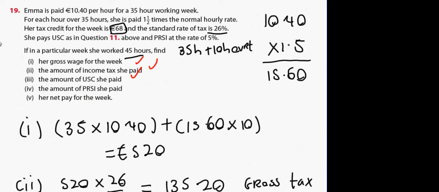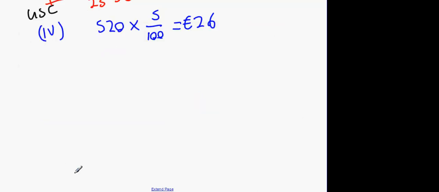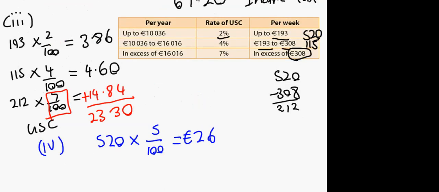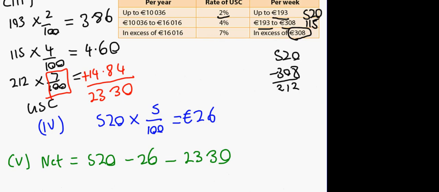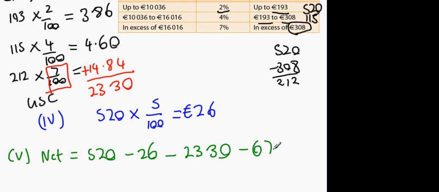And then finally in part 5, her net pay for the week. Okay? So her net pay for the week is our gross wage minus everything else. So net pay is going to be, her gross wage is 520. She pays PRSI at €26. She pays USC at €23.30, and she pays income tax at €67.20. Take all of these away, and what you get? €403.50, and that's her take-home pay.